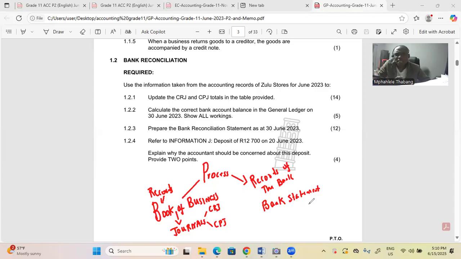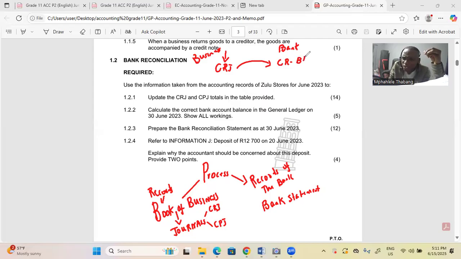Let me say this because I want you to understand what actually is happening. When the business receives money, they record the money that they receive in the cash receipt journal. And they deposit the money that they have received into the bank. So let me say here is the business. It prepares the CRJ. When they receive money, they deposit it into their bank account, which means that the bank will be aware of the money which the business has deposited and will record that money in the bank statement, actually on the credit side of the bank statement.